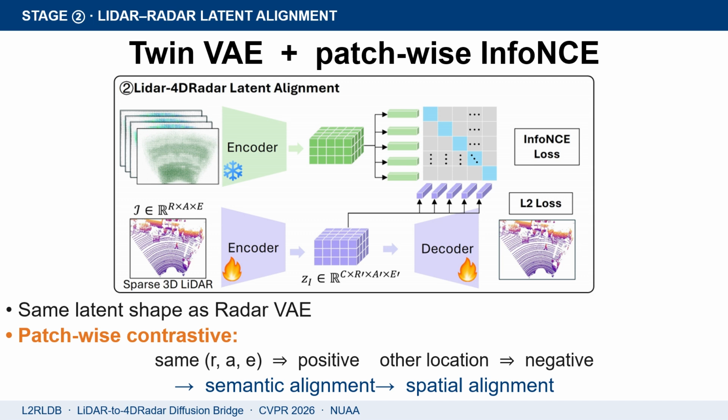Stage 2, we align LiDAR into the radar latent space. A twin VAE encodes LiDAR with exactly the same latent shape. Then patchwise contrastive learning enforces that the LiDAR latent at each spatial location matches its paired radar latent and differs from all other locations. This gives us a semantically and spatially aligned cross-modal space.